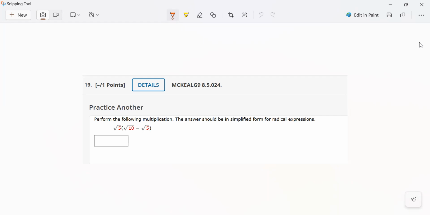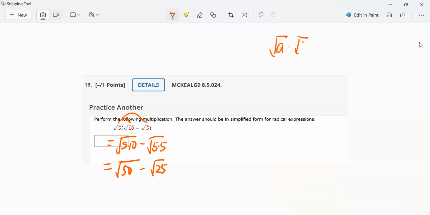Okay, let's go over the solution. First of all, distribute it. Take radical 5 times radical 10. It becomes radical 5 times 10, radical 50. And radical 5 times radical 5, first of all it's minus, and then 5 times 5 gives us 25. We get radical 50 minus radical 25. We use the property, right? Radical a times radical b equals radical ab. That's what we learned yesterday.